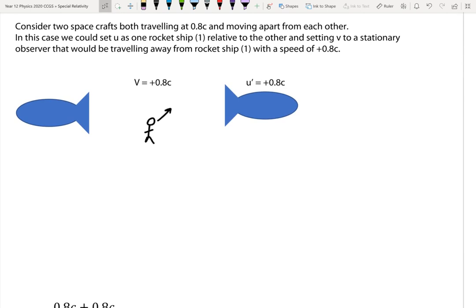Okay? So, at the moment, two spacecraft are traveling at 0.8c and moving apart from each other. Well, that 0.8c must be relative to this bloke here. He sees that spaceship as 0.8c. He sees that spaceship at negative 0.8c. The question is, what would the spaceship see themselves as?